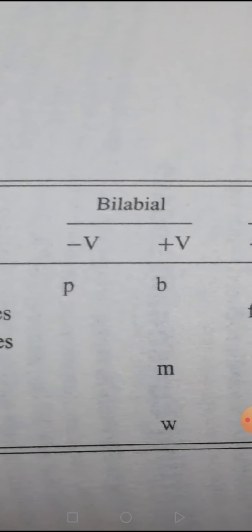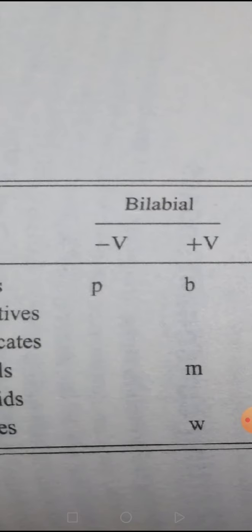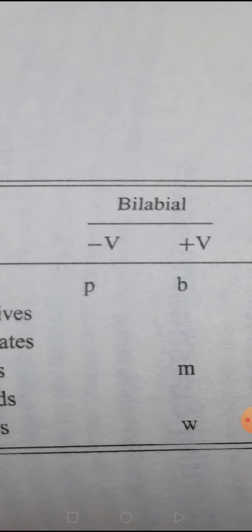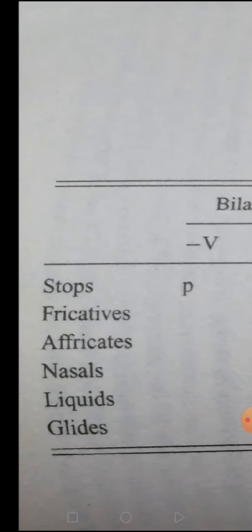Without the bilabial, the lips, there will be no p, b, m, w. Suppose we imagine that we do not have lips, we cannot produce these sounds. So what does this mean? This means that the lips interfere in the production of these sounds. Now let's move to something else.